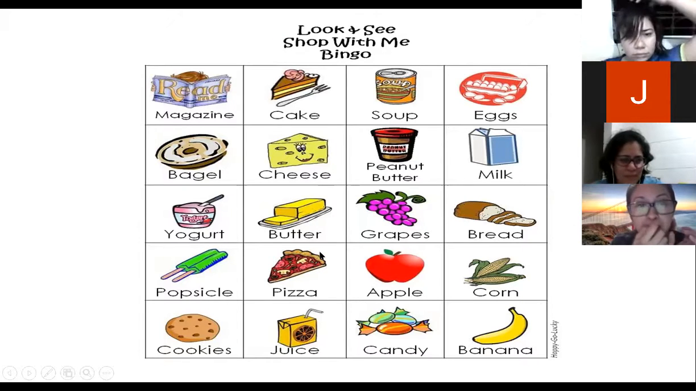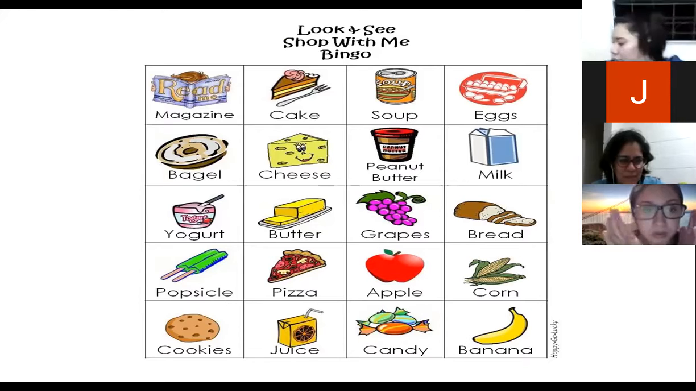All right, guys, take a picture. Tómale una foto a esto, porque eso es lo que vamos a hacer. Do you like? Yes, I do. No, I don't. Do you like? Yes, I do. No, I don't. Do you like? All right, take a picture.